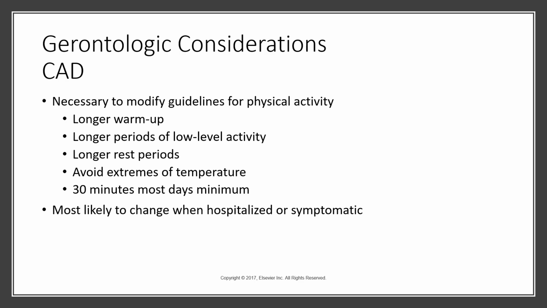But when planning physical activity for an elderly adult, just basically recommend longer warm-ups, longer periods of low-level activity, and longer rest periods in between. So don't overstress it. Walk a little bit, rest a lot. Now, if they're able to walk a lot and rest a little bit, great. But not everybody can do that. So we have to go with what we know and what they're able to do.